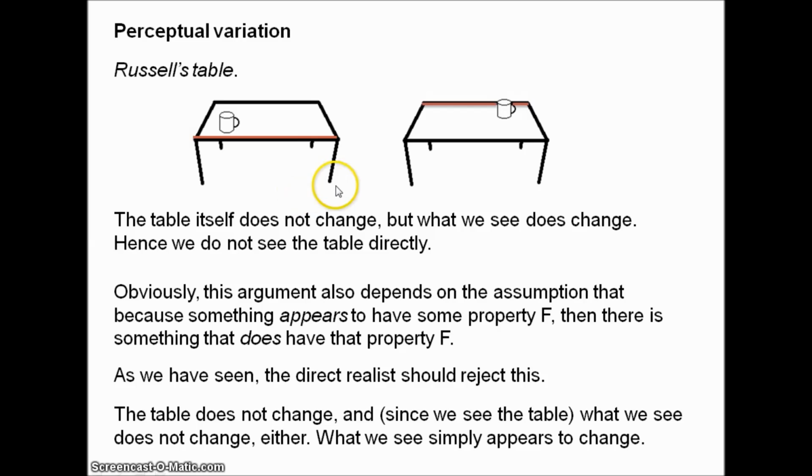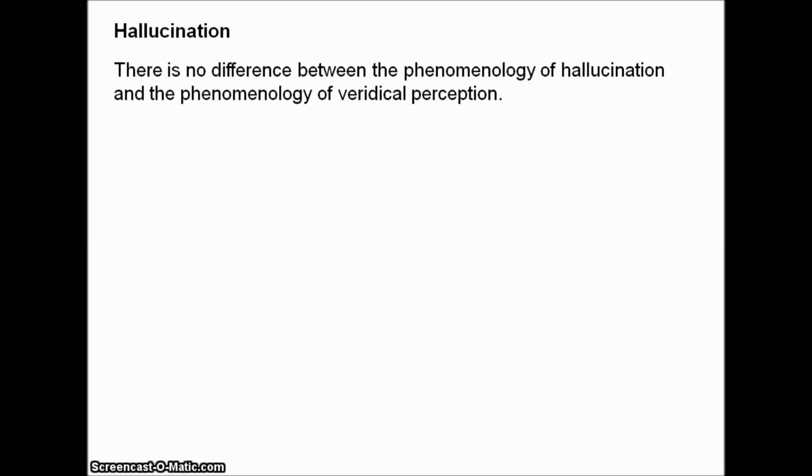Right, another argument related to the argument from illusion is the argument from hallucination. So this starts from the observation that there is no difference between the phenomenology of hallucination and the phenomenology of veridical perception. Phenomenology concerns the structure of one's consciousness and what it's like to experience things from a first-person point of view.